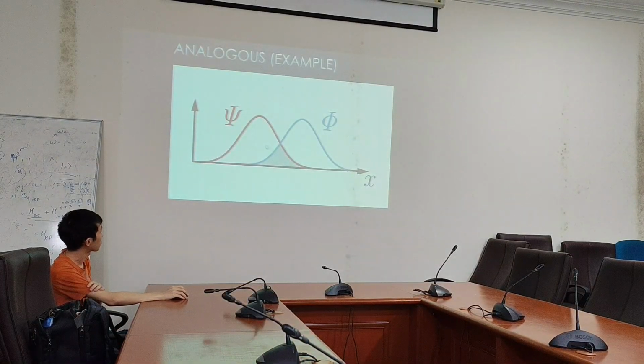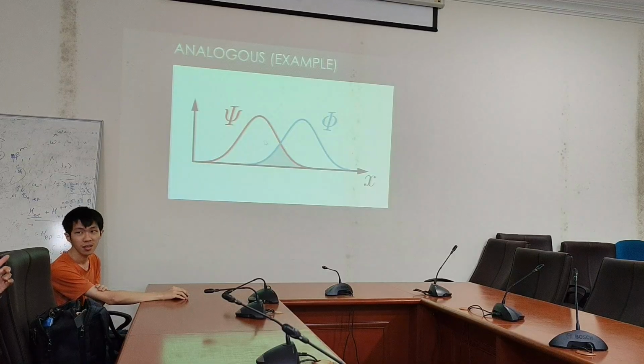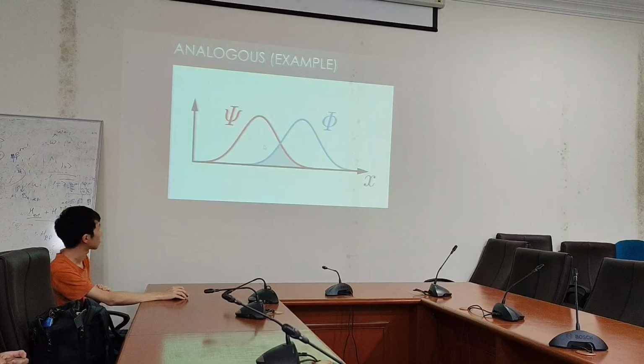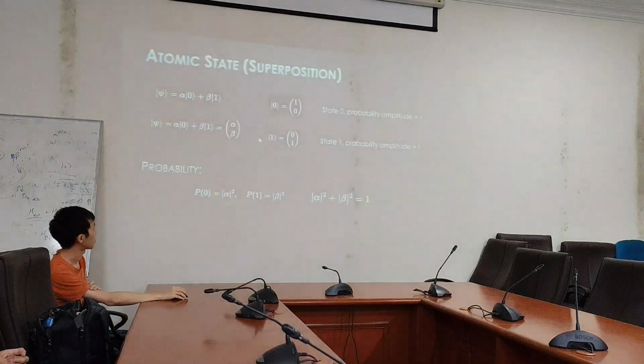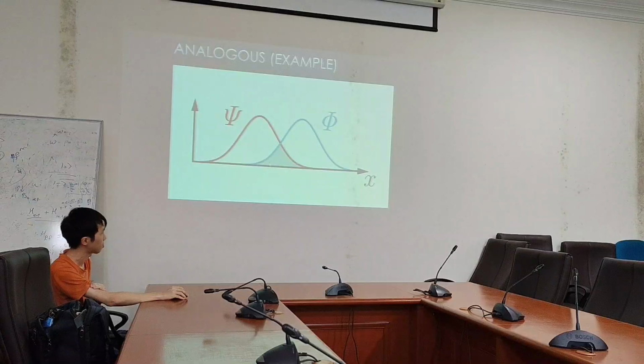This is an example where the amplitude is given by this line, and we can read it on the y-axis, but the probability is the area under the graph. So this is an example of it. What is sine? What is phi? I just took this picture to explain the probability amplitude and the probability.